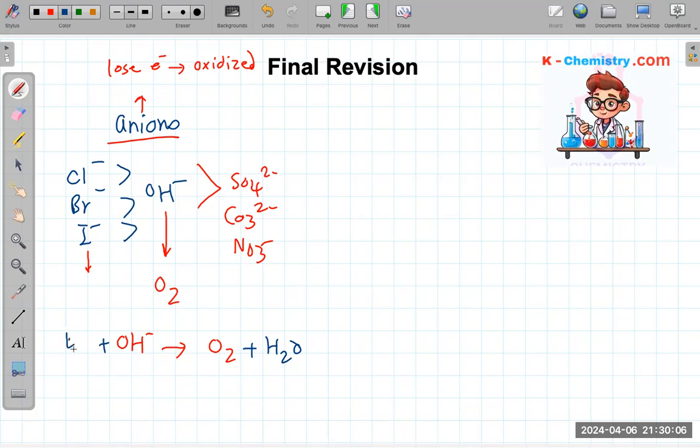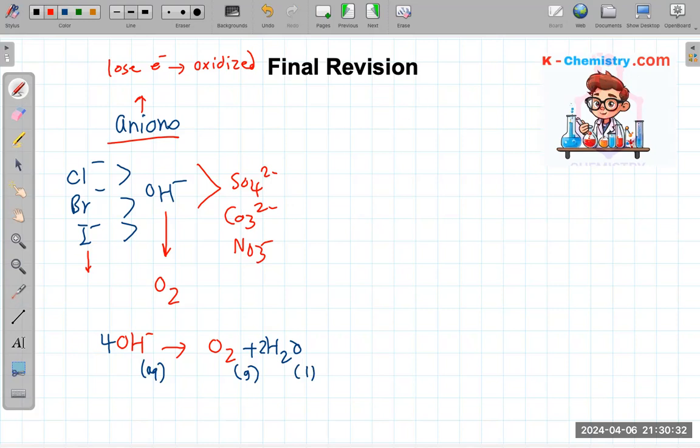So here I have 4OH. I'm sorry, this is H2O. So I have here 4 oxygens. So I have here 4OH and 2 O2. So here I have 4 oxygens and 4 hydrogens. Now it's balanced. I have changed the aqueous OH minus ions into oxygen gas and liquid water.